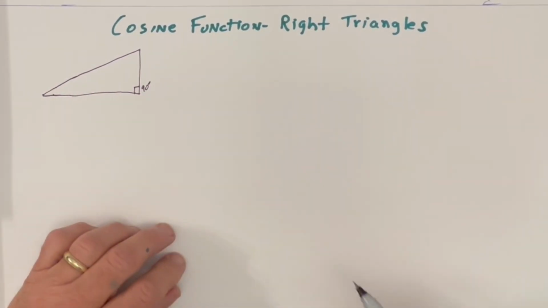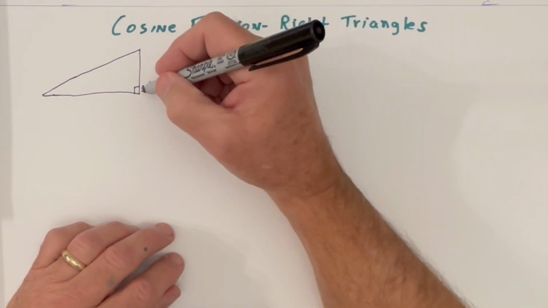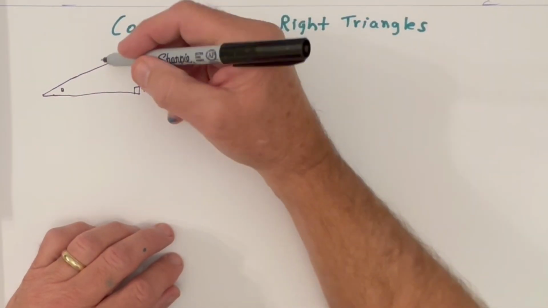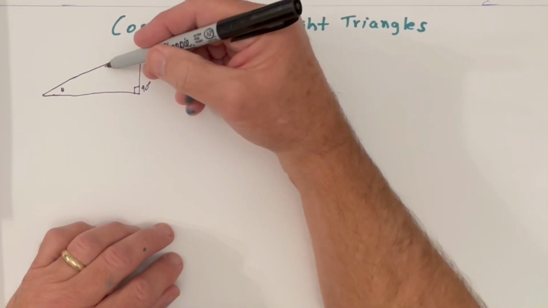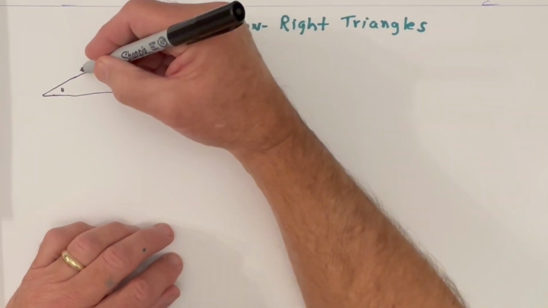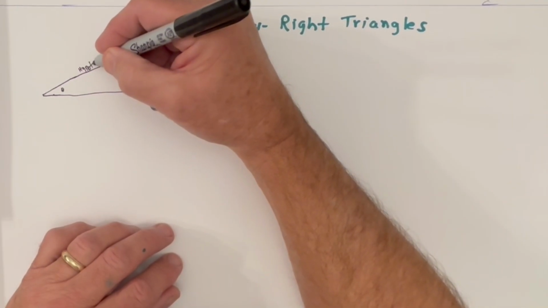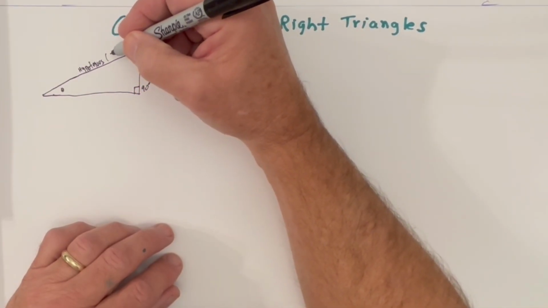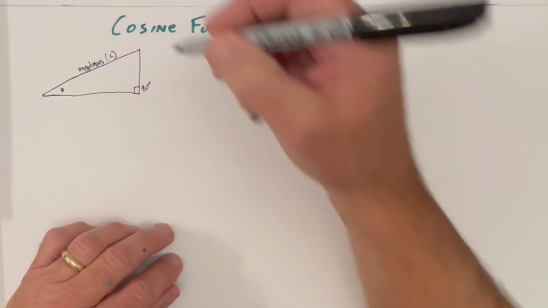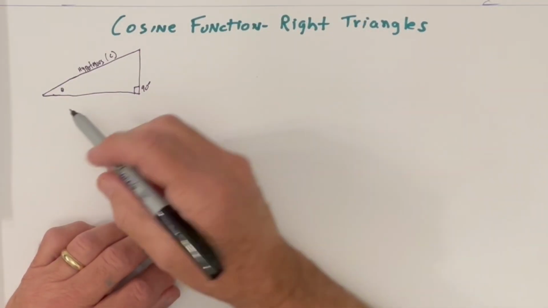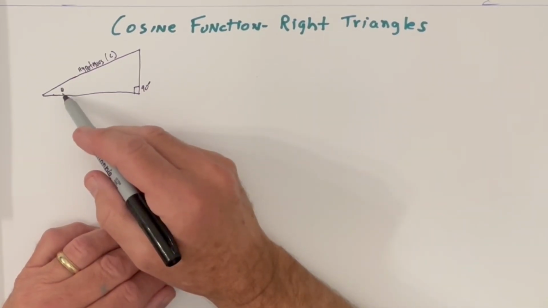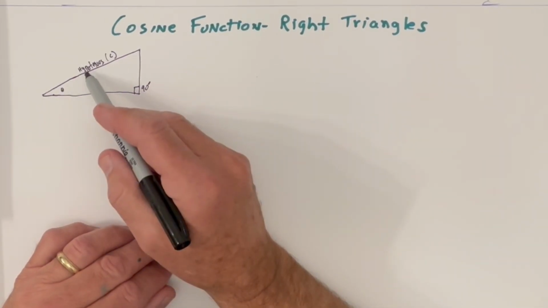Now we start labeling these, and the angle opposite of the 90-degree angle, we'll call that theta. Now the opposite of the right angle is called the hypotenuse. And we know that's the longest side of the triangle. Call that C. Now, the adjacent side is right here. And that's adjacent to the angle theta, but not the hypotenuse.